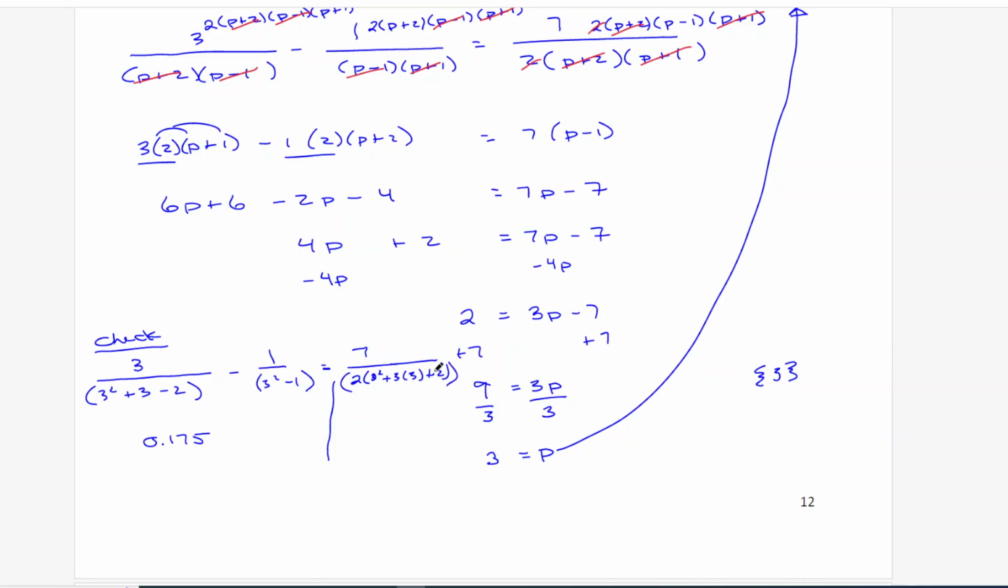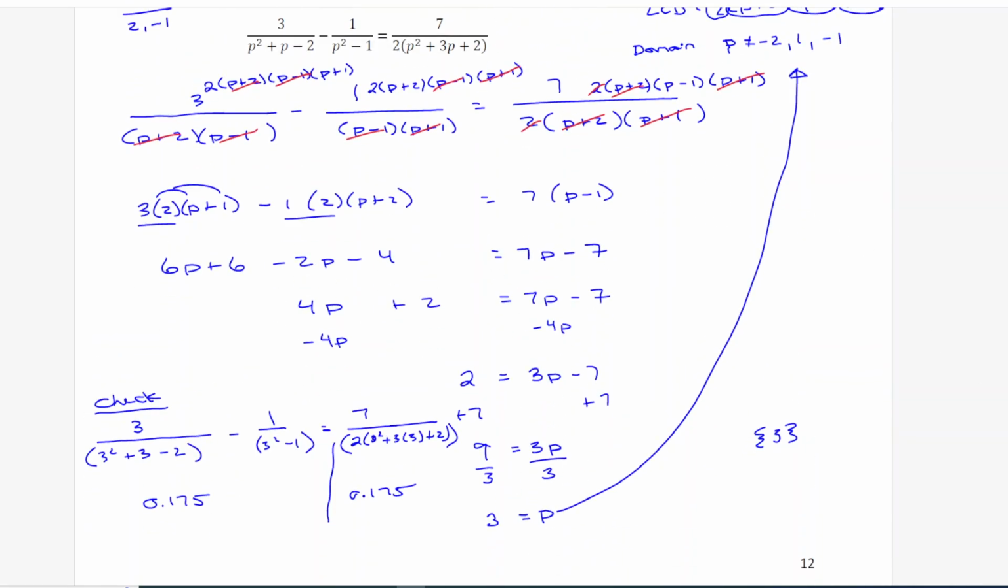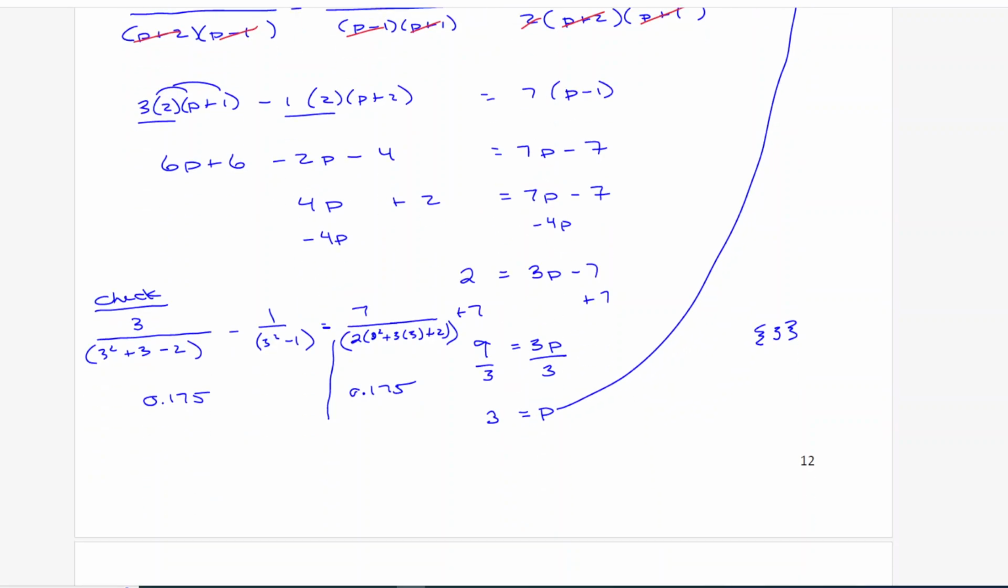So listen how I say it. I'm going to do 7 divided by bracket 2 bracket 3 squared plus 3 times 3 plus 2, close that first bracket, close that second bracket equals. And I also got 0.175. So I'm good, right? Hard question, but we persevered, we made it to the end, and we got a solution that works, which is great.